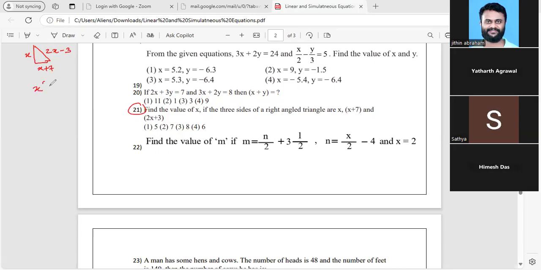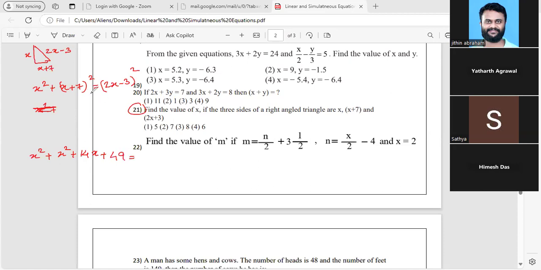in this case, x square plus x plus 7 the whole square is equal to the third side square, which is 2x minus 3 the whole square. Now, I'll open the bracket using the formula. I'll use this space, this is a lengthier space. x square plus, I'll use the formula, so x square plus 2x into 7, that gives you 14x, plus 7 square, that is 49.